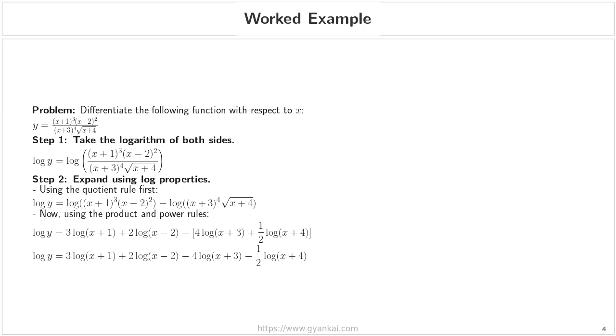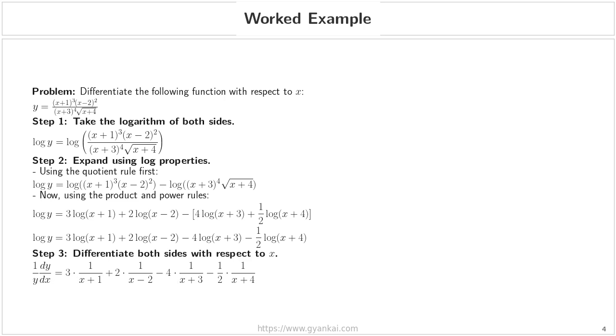For the second part, we must be careful with the subtraction sign. We expand the denominator as 4 times the natural log of x plus 3, plus 1/2 the natural log of x plus 4, remembering that a square root is the same as a power of 1/2. When we distribute the negative sign across the denominator's terms, our fully expanded expression is the natural log of y equals 3 times the natural log of x plus 1, plus 2 times the natural log of x minus 2, minus 4 times the natural log of x plus 3, minus 1/2 the natural log of x plus 4.